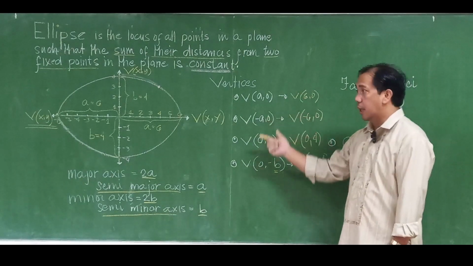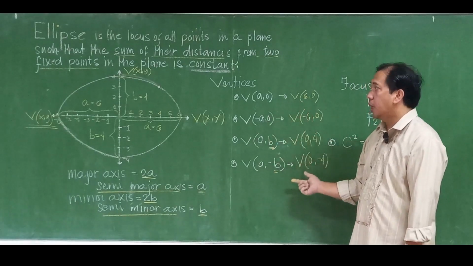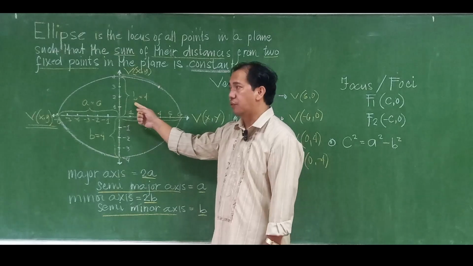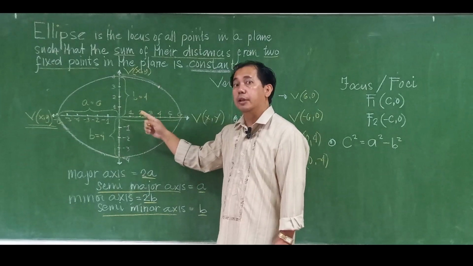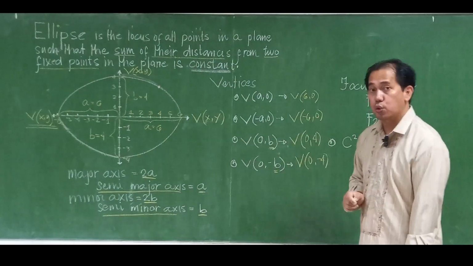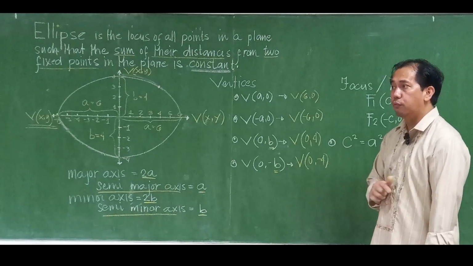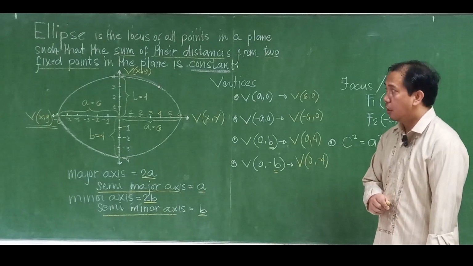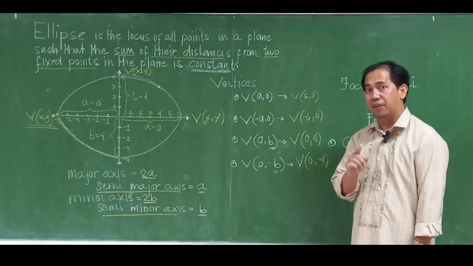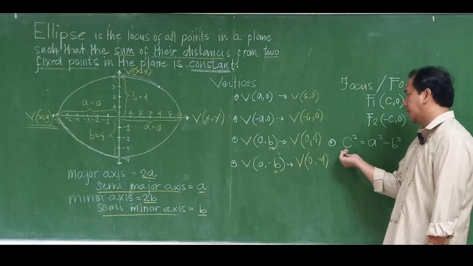Now, are these points important? Yes. They are very much important. Why? Because having the value of A, that's the time we can locate accurately the location of the focus. We can locate the focus accurately by computing the value of C.